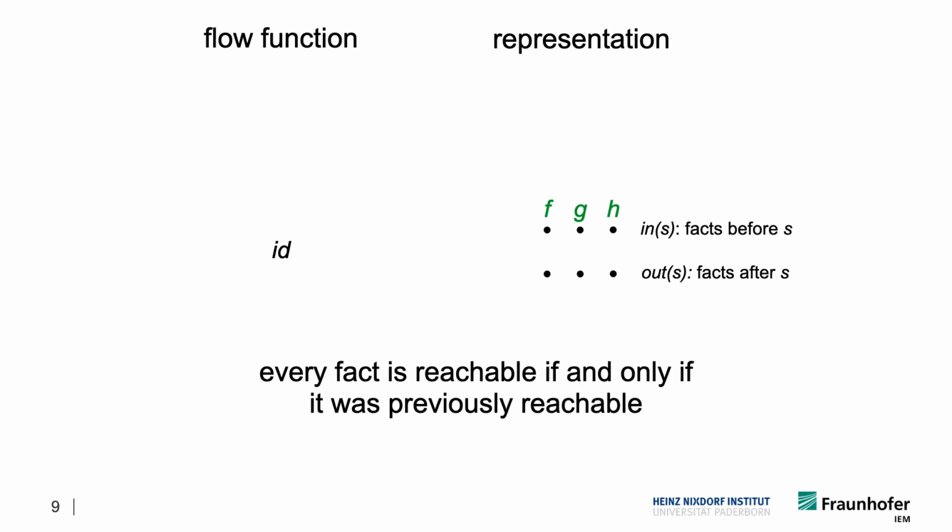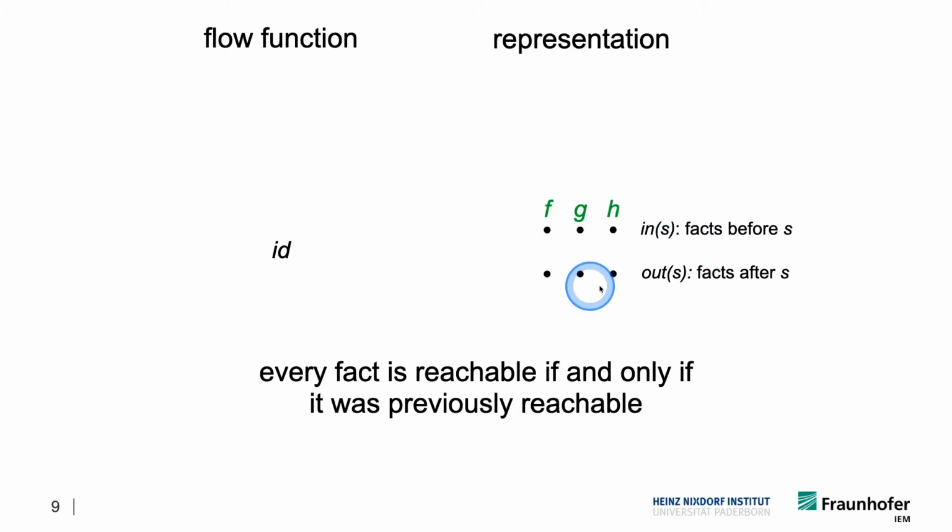Let's assume, first of all, we want to represent the most simple flow function you can probably think of. It's the identity function, right? So it's the function that doesn't change anything, that maps everything onto itself. And in particular, we want to represent this here. So we want to say that every fact is reachable after the statement that is annotated with its identity function, if and only if it was previously reachable, okay?